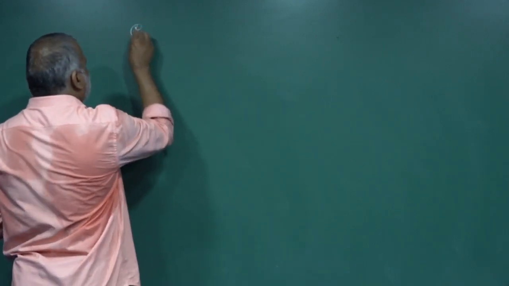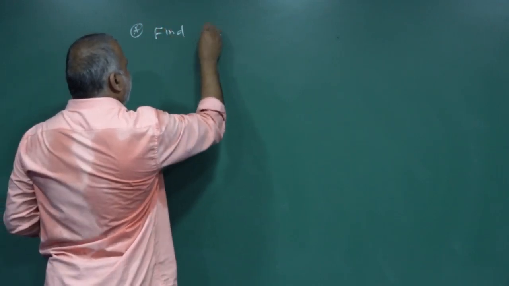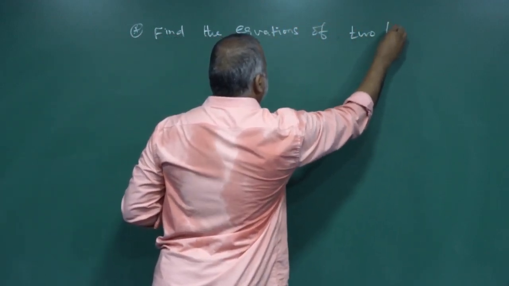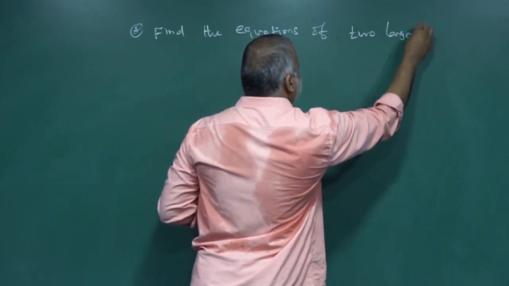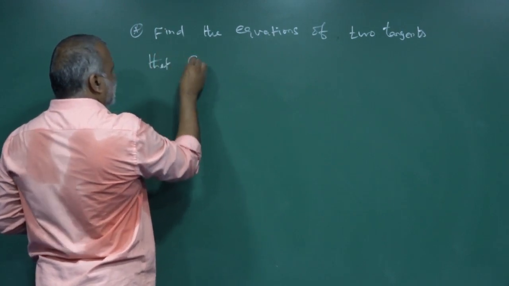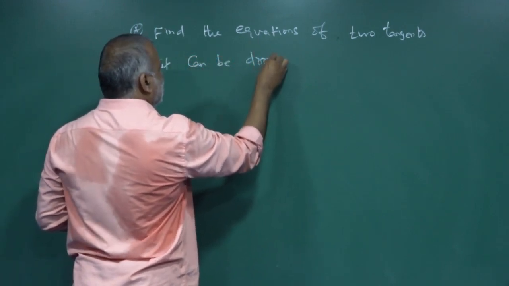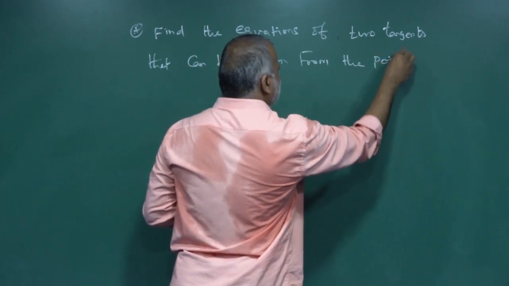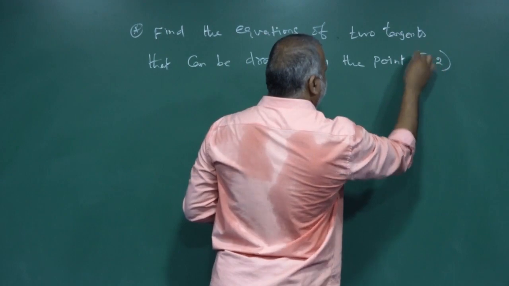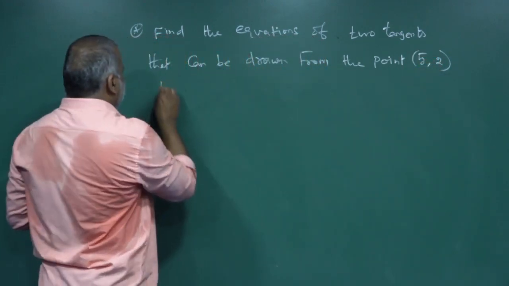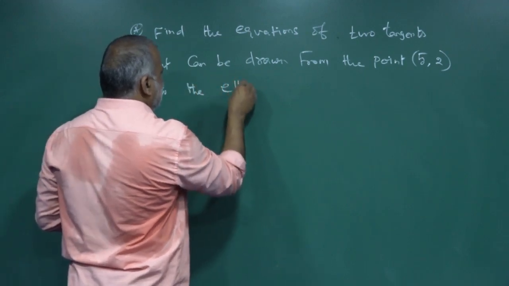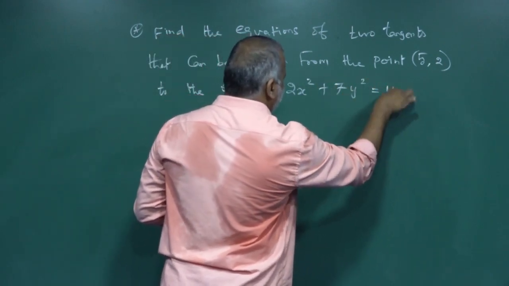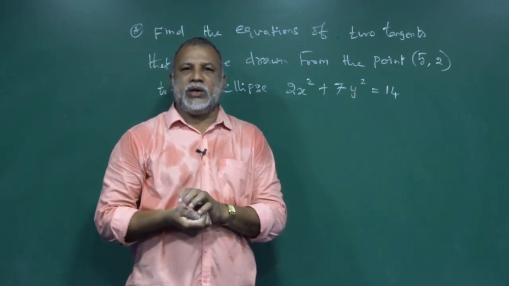Listen, find the equations of two tangents that can be drawn from the point 5 comma 2 to the ellipse 2x squared plus 7y squared equal to 14.